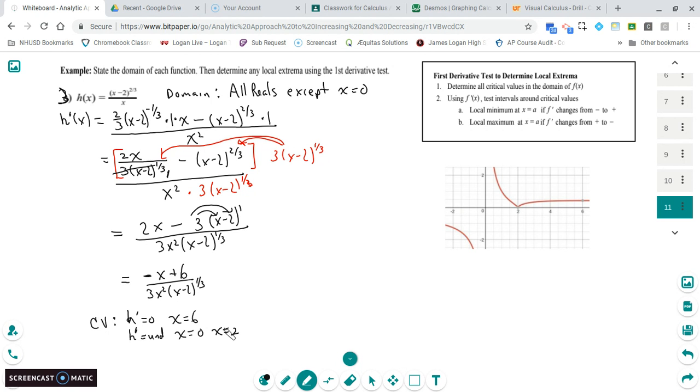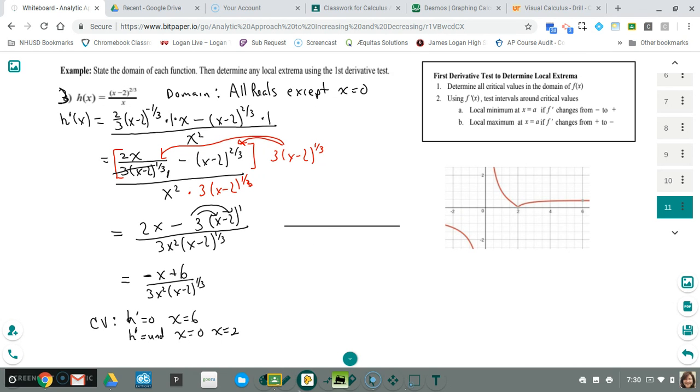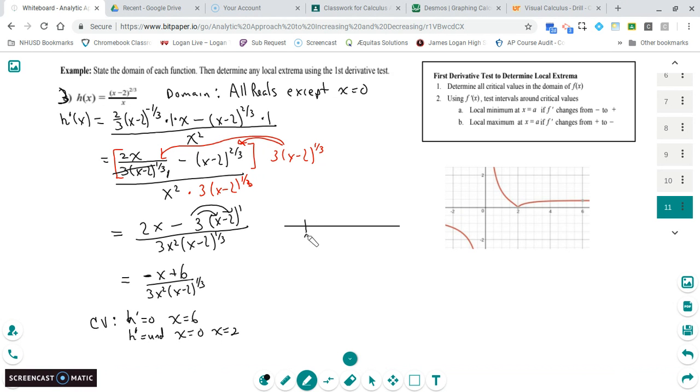All right, so I'm going to go ahead and do the number line test using these critical values, but I know that x equals 0 is not in the domain. So I'm going to indicate that when I do my number line test. Okay, so there's my number line. All right, and I put those 3 numbers, so that would be 0, 2, and 6. And then I'm testing F prime.